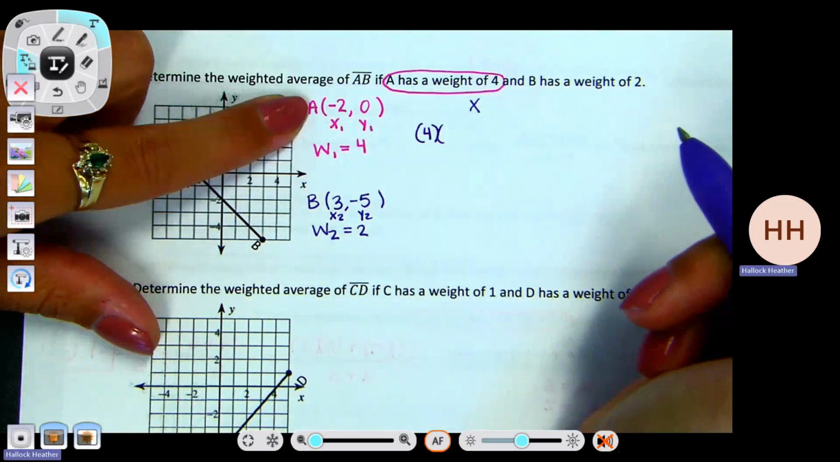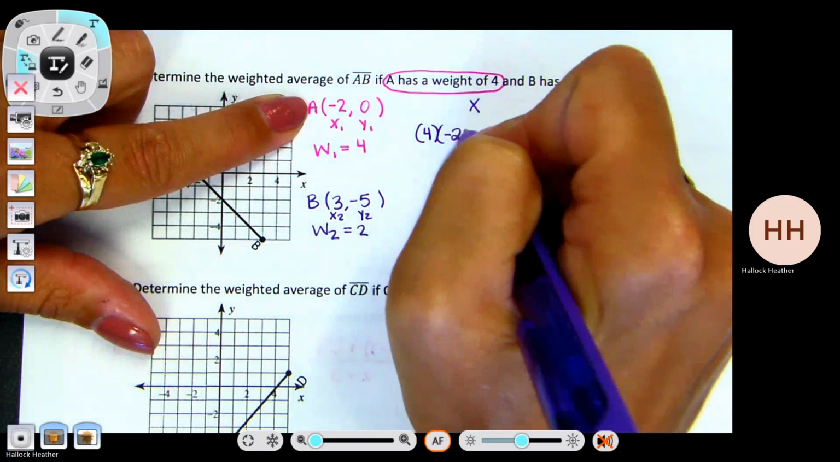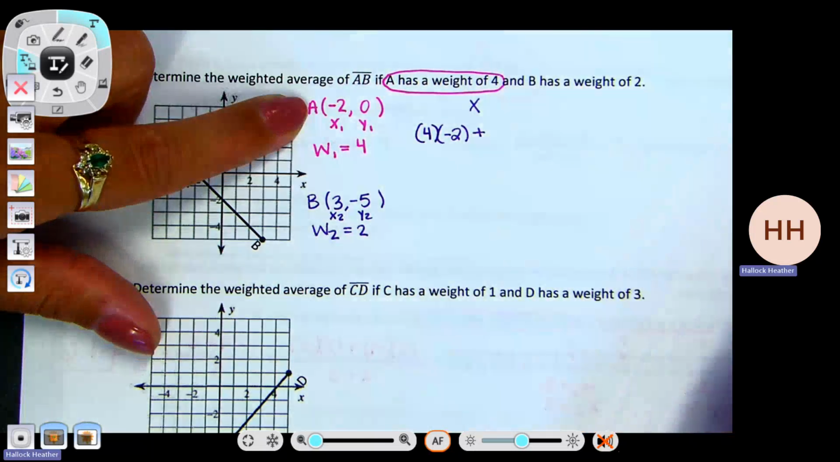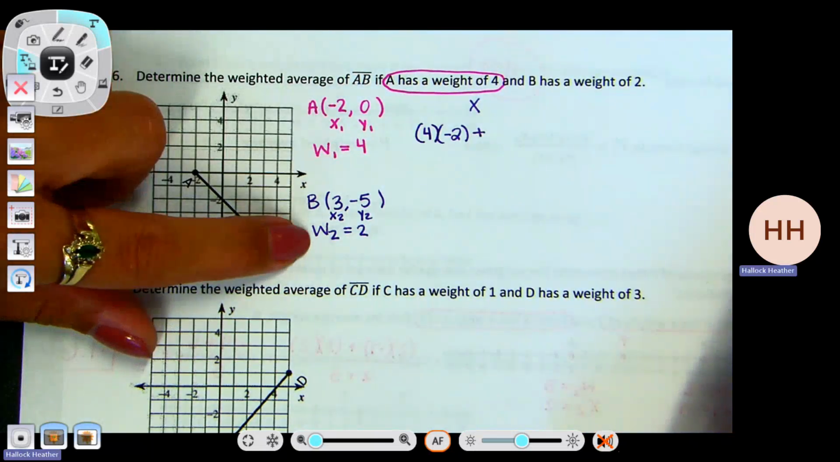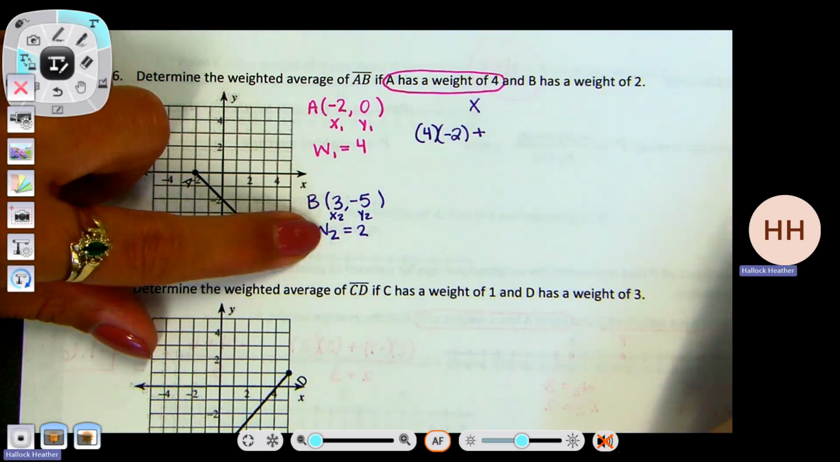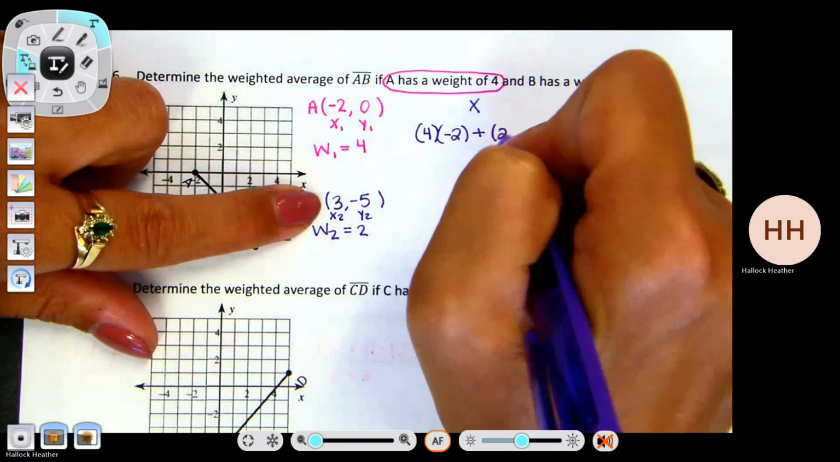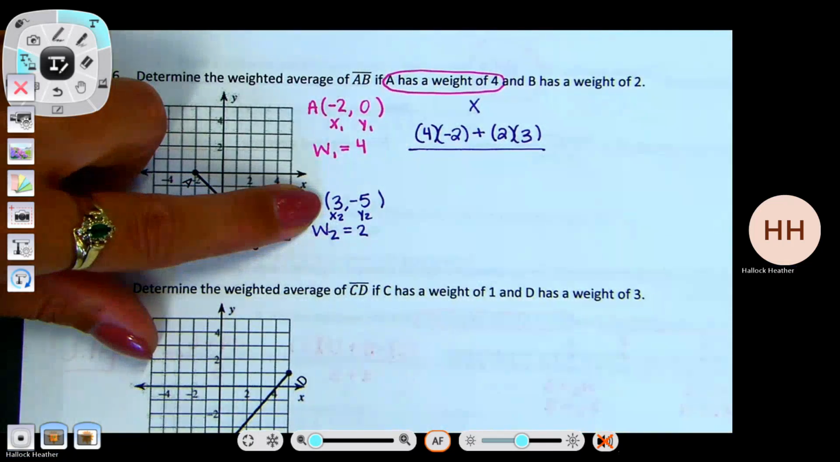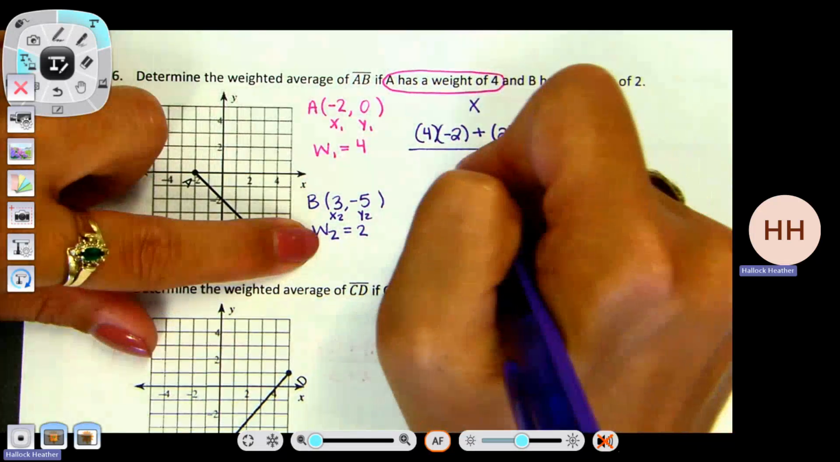My x1 is -2. I'm adding my second weight multiplied by its location, so I'm using 2 times 3. What would I have to divide by? 4 plus 2, because I'm adding my weights together.